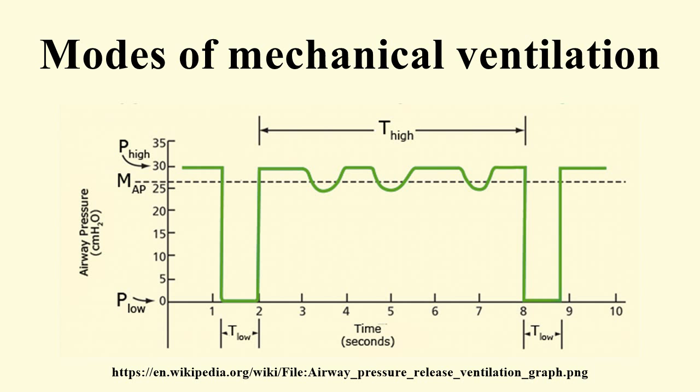How modes are classified. Step 1. Identify the primary breath control variable. If inspiration starts with a preset inspiratory pressure, or if pressure is proportional to inspiratory effort, then the control variable is pressure. If inspiration starts with a preset tidal volume and inspiratory flow, then the control variable is volume. If neither is true, the control variable is time.